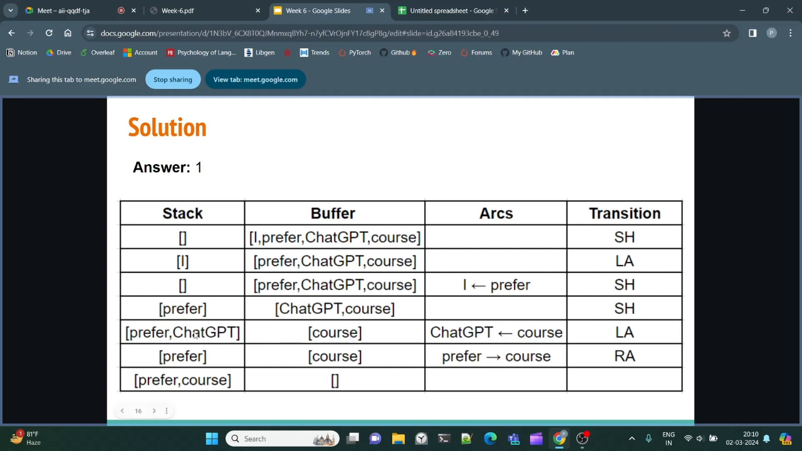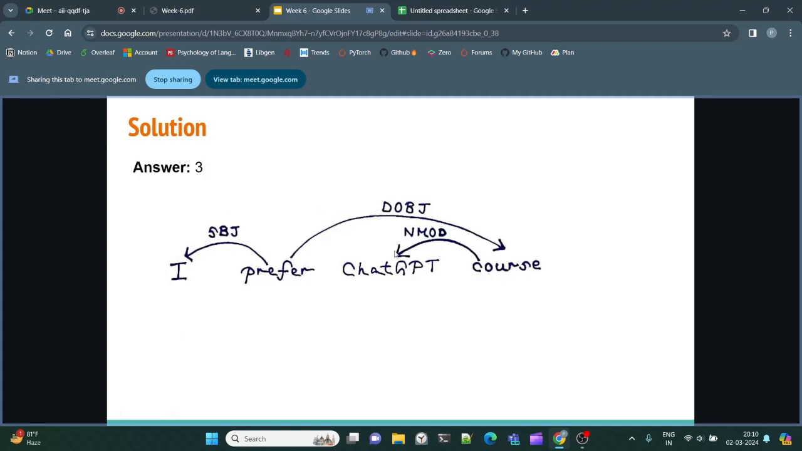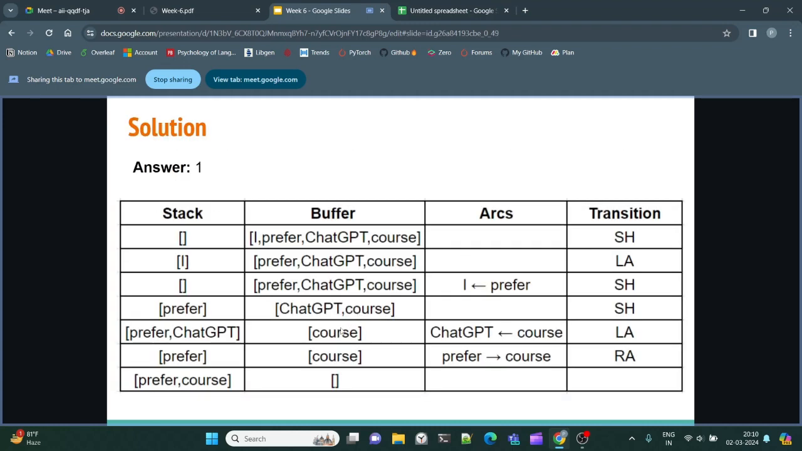Now again I check what is at the top of my stack and top of my buffer: ChatGPT and course. Was there a relation between ChatGPT and course? Yes, there is a noun modifier relation. ChatGPT is further specifying what type of course it is. So here we can do a left arc again, right? Left arc is from the top of the buffer to the top of the stack. So I add the left arc and do the left arc transition. Okay, so this is done.